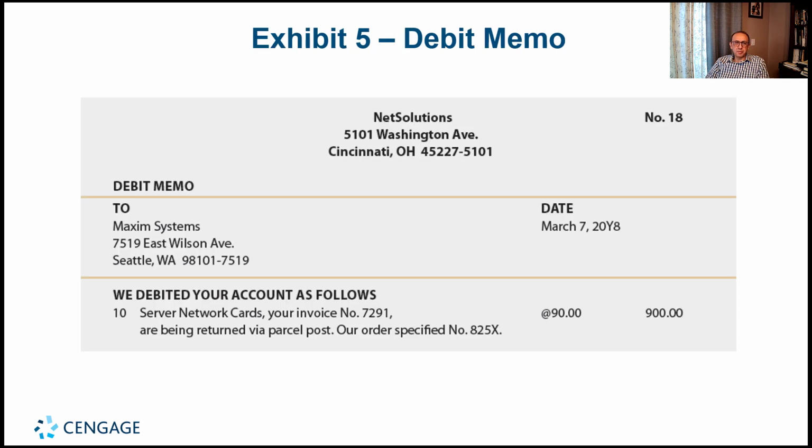And this is how a debit memo would look. Again, it's issued by the buyer, so you see here the name of the company and their address. It's issued to the supplier, which is Maxim Systems, with the date the debit memo was issued. Then it says we debited your account as follows for 10 server network cards, your invoice number whatever, are being returned, and each one is $90, for a total of $900.